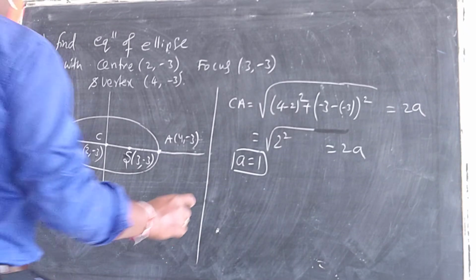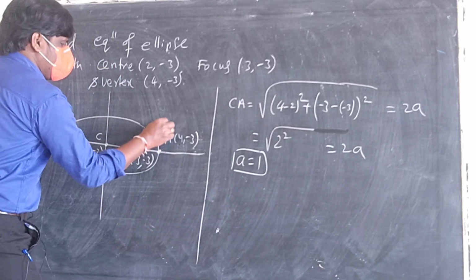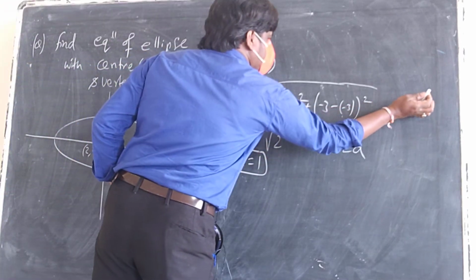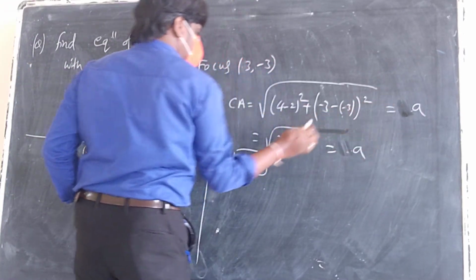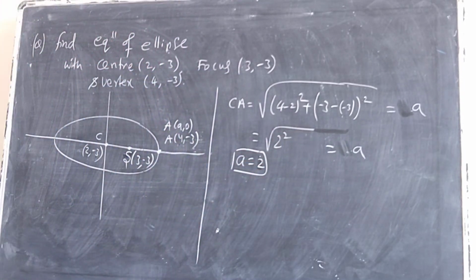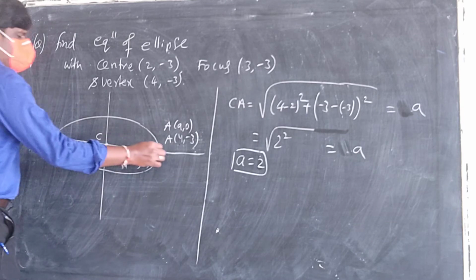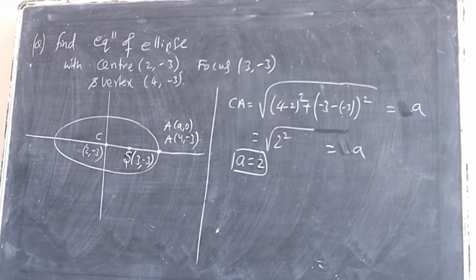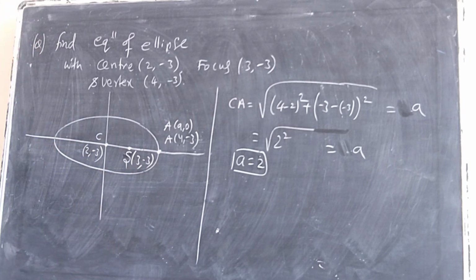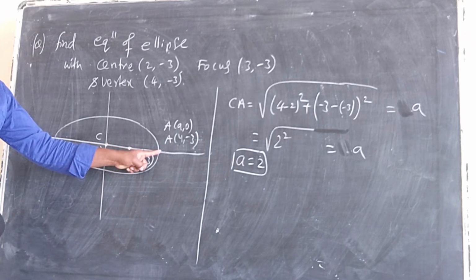See here, to here distance is a. This is (a, 0), right? So not 2a. This is a. So a is equal to 2, right? Major axis means here to here, right? So here to here is a. So a length you got 2. Are you getting it? Here to here is a length.